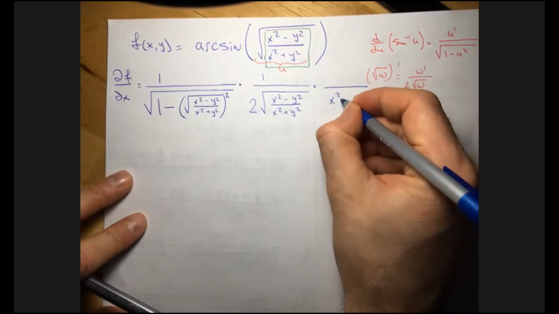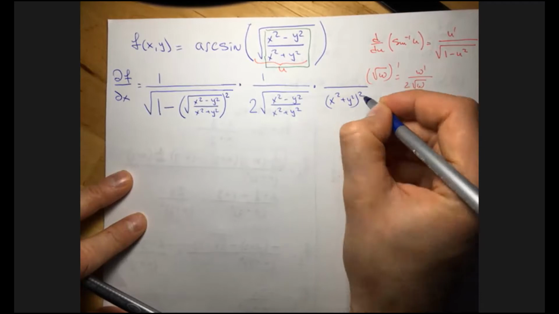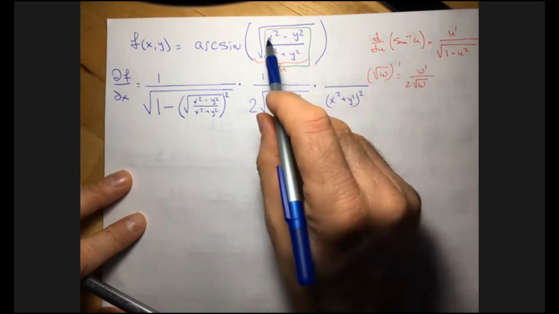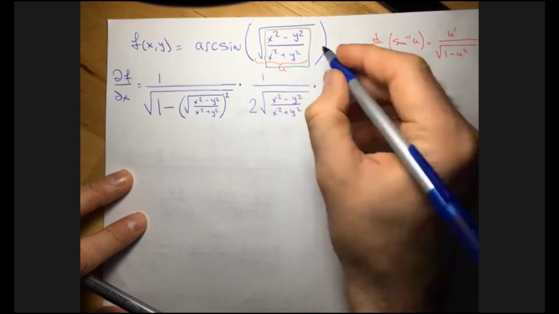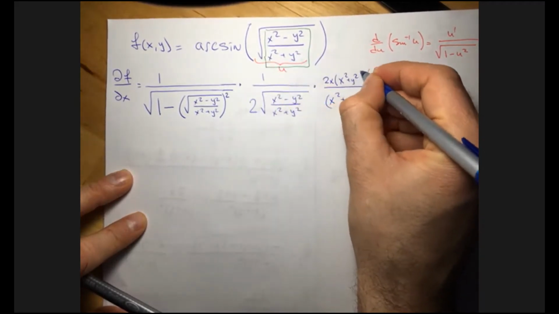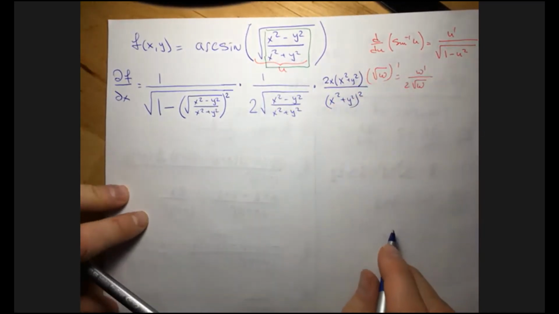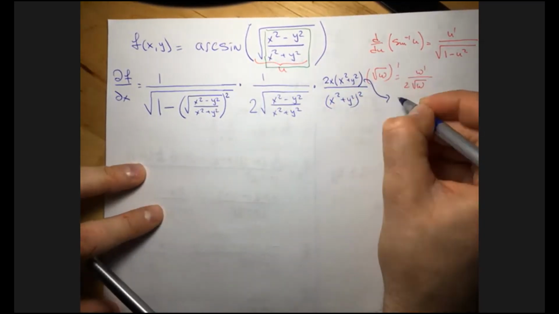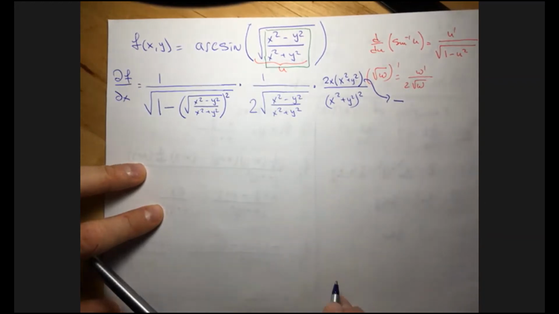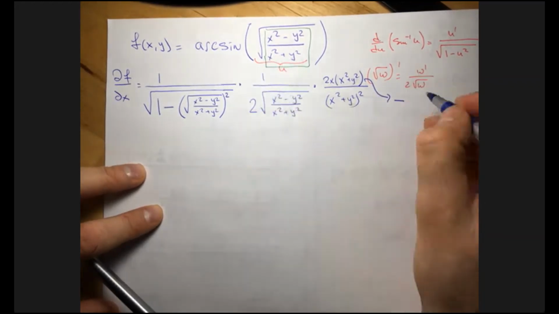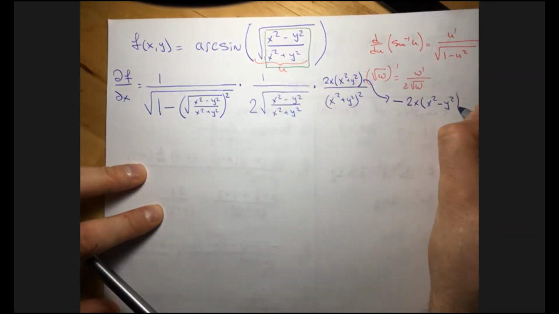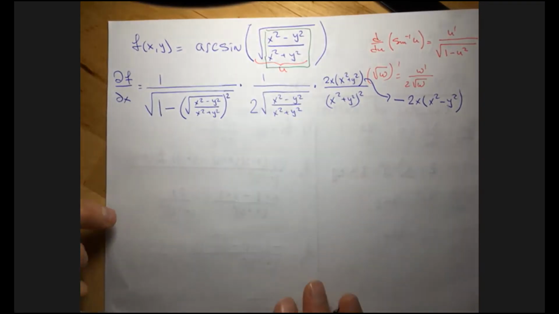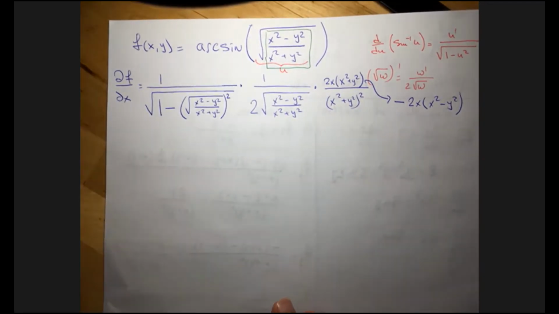So that's x squared plus y squared, squared. The derivative of the numerator with respect to x is 2x times the denominator, x squared plus y squared. So I'm going to continue here, minus the derivative of the denominator with respect to x, which is 2x, times the numerator, x squared minus y squared. So this is the partial derivative of f with respect to x.